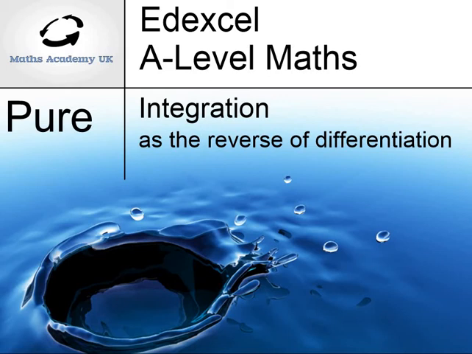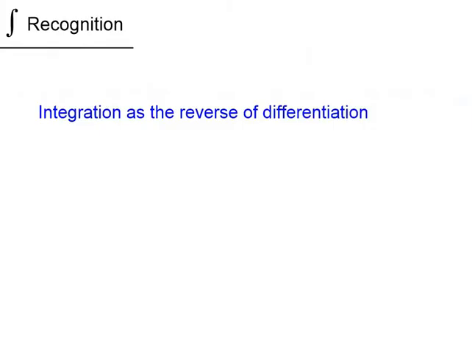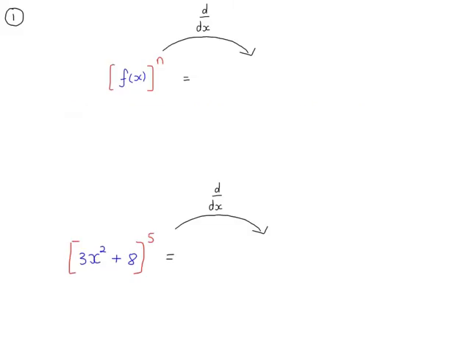Integration as the reverse of differentiation. Integration by recognition, also called the reverse chain rule. Example 1. So I have some function raised to a power. So in this case, 3x squared plus 8 raised to the power of 5.